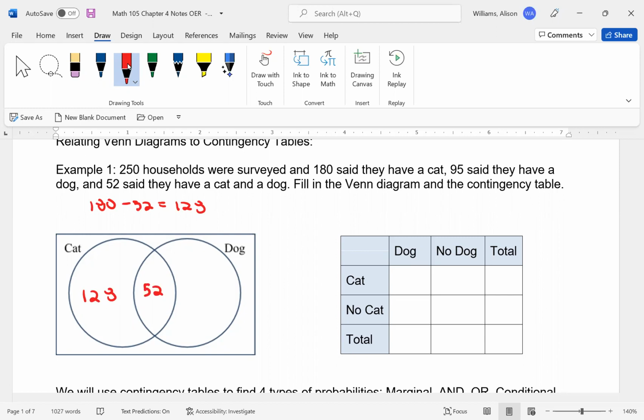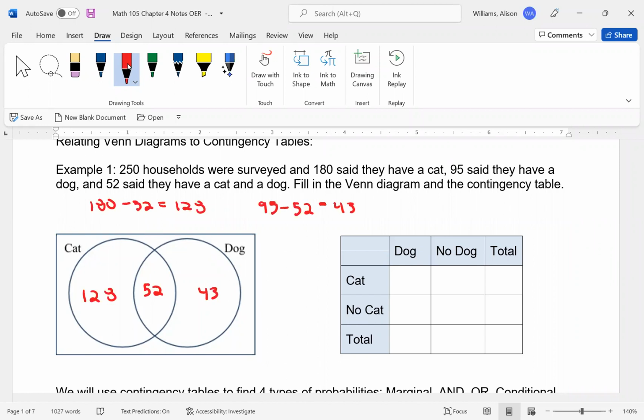Same with the 95. So those 95 people probably took into account the 52 people that have both. So if we subtract that out, we'll get 43. So there are 43 people who just have a dog, no cat.